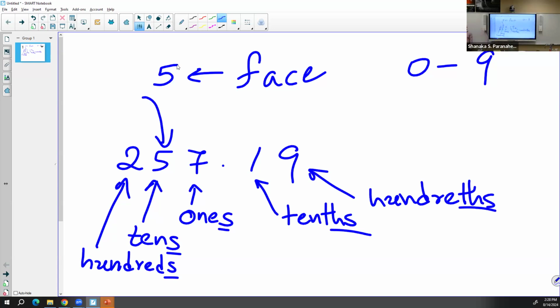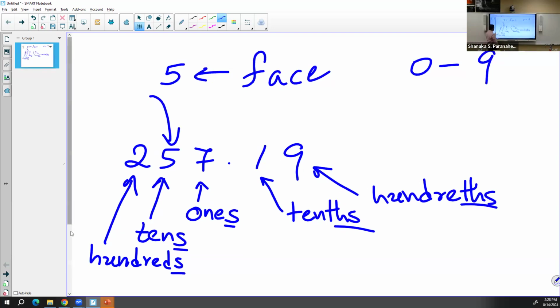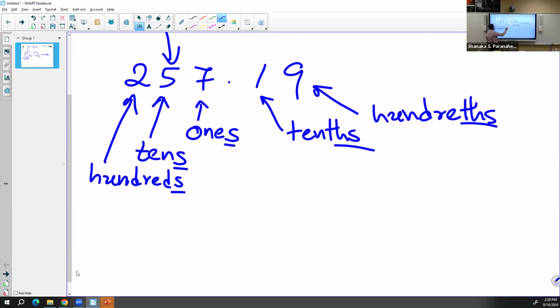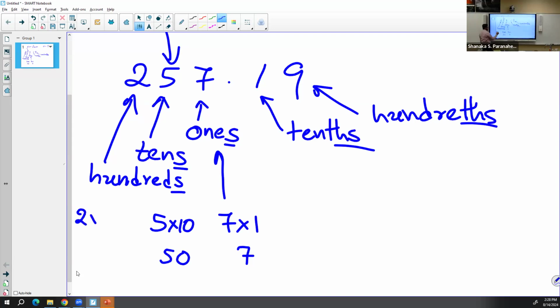Each of these places has its own mathematical value. So ones place means any number in this place is multiplied by its place value. This 7 has its place value as 1. So the total value from this digit is 7 times 1, which is 7. 5 is in the tens place, so its place value is 10. 5 times 10 is 50. 2 is in the hundreds place, so it's multiplied by 100. 2 times 100 is 200.